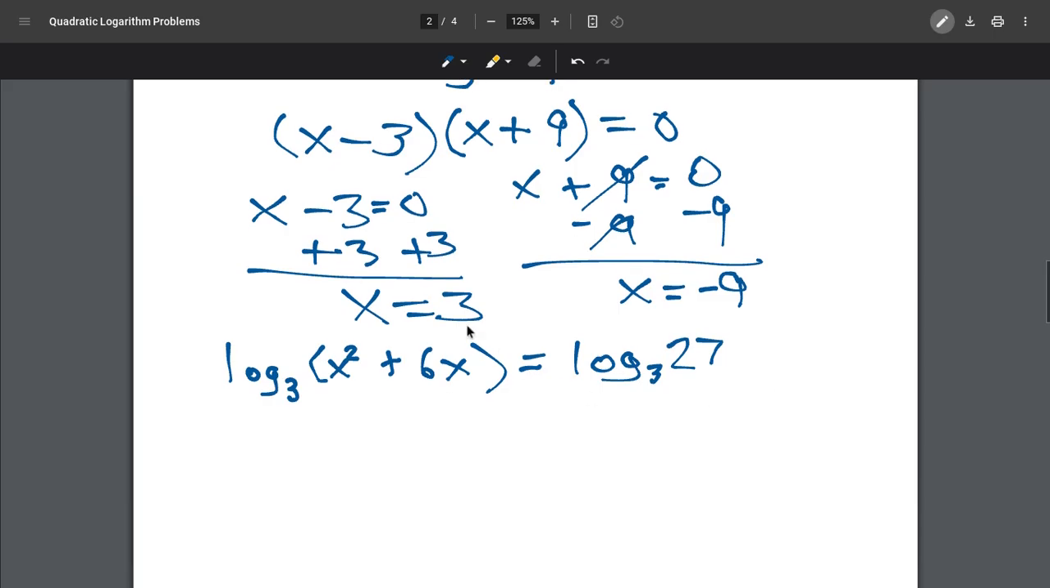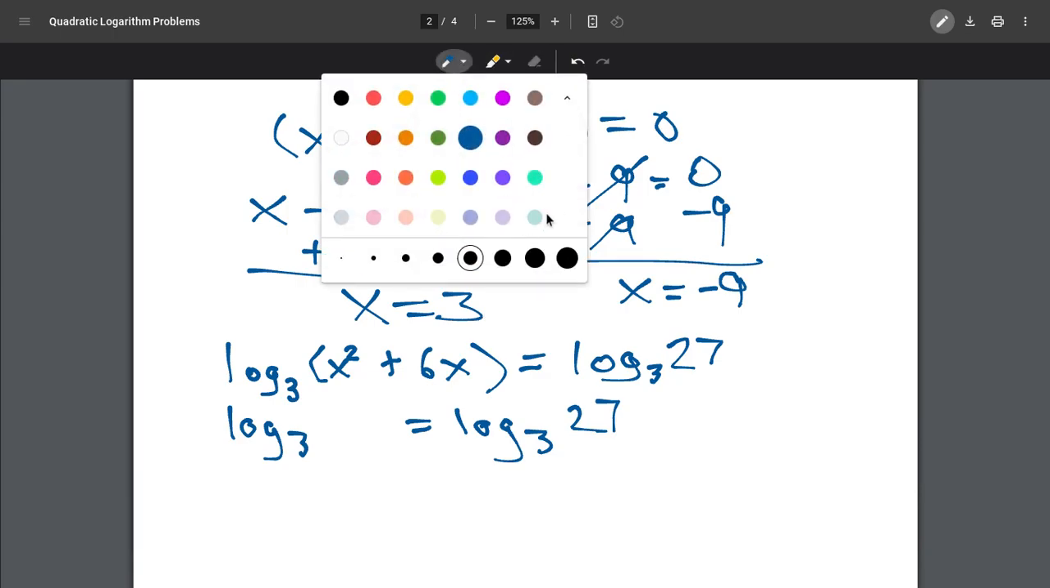All right, so let's try 3 first. So we put in 3. We're going to get 9 plus 18, so 27. So log base 3 of 27 does equal log base 3 of 27. This right-hand side is not going to change. So 3 is a winner.